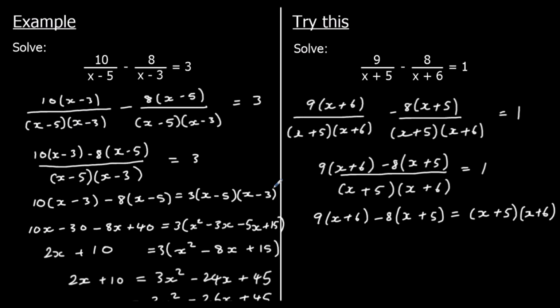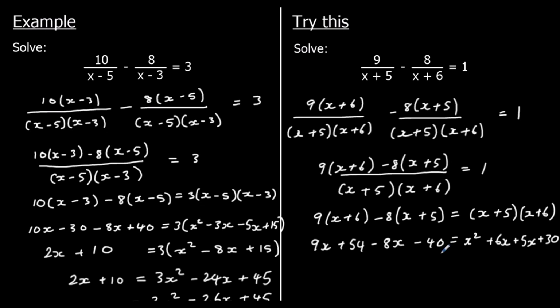So now I'm going to expand all of the brackets. 9 times x is 9x. 9 sixes are 54. Negative 8 times x is negative 8x. And negative 8 times a positive 5 is negative 40. x times x is x squared. x times 6 is 6x. 5 times x is 5x. And 5 times 6 is 30.